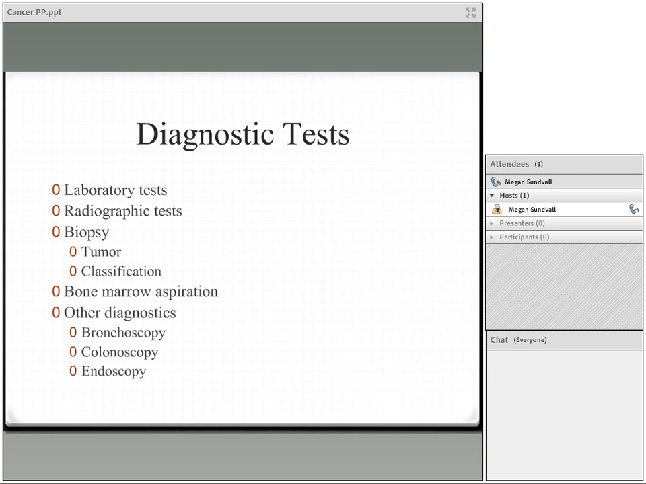With bone marrow aspiration, they're looking at a core needle, so there's a hollow needle that they're going to be putting in, and they're going to remove a sample of the bone marrow, so aspirate that. And then again, take a look at that under the microscope. Complications with this can be hemorrhages and infection.